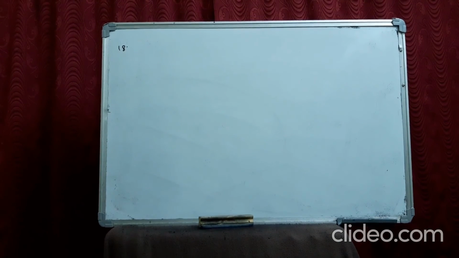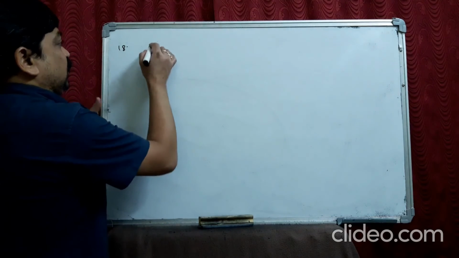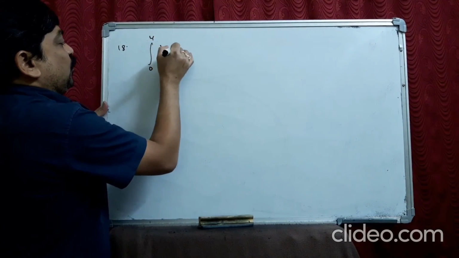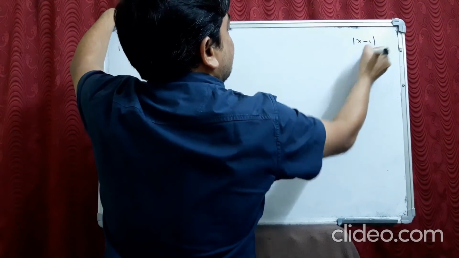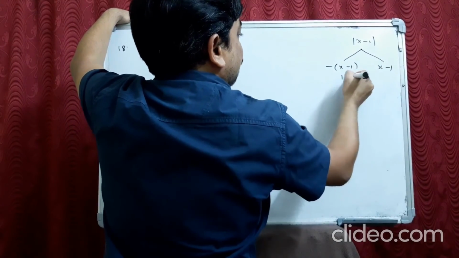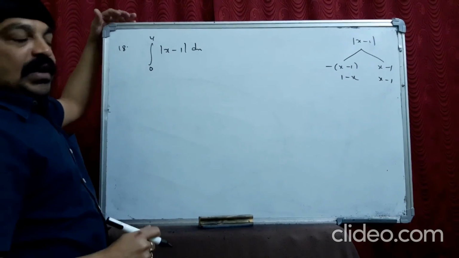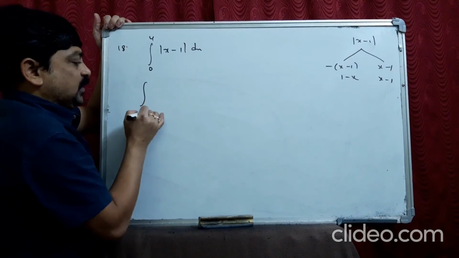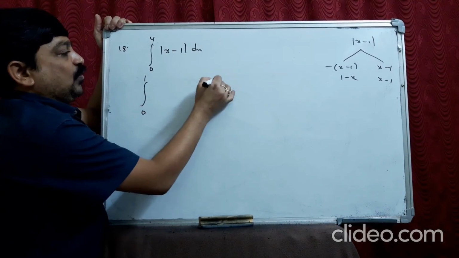Now see the 18th question. Integration 0 to 4 mod x minus 1 dx. Same modulus I told you. Modulus stands for minus of x minus 1 and x minus 1. That means 1 minus x or x minus 1. What is the breaking point here? It is 1. So we split, 0 to 1 plus 1 to 4.